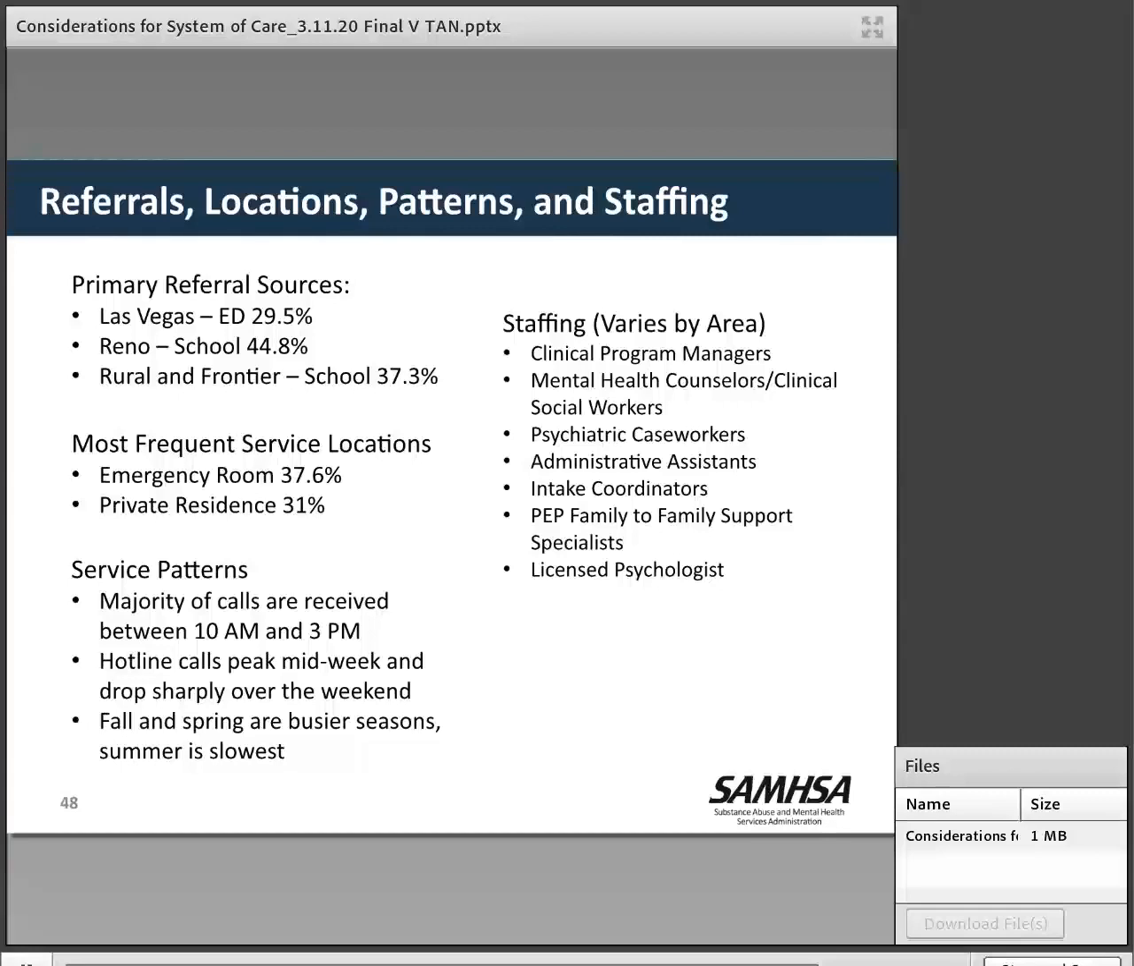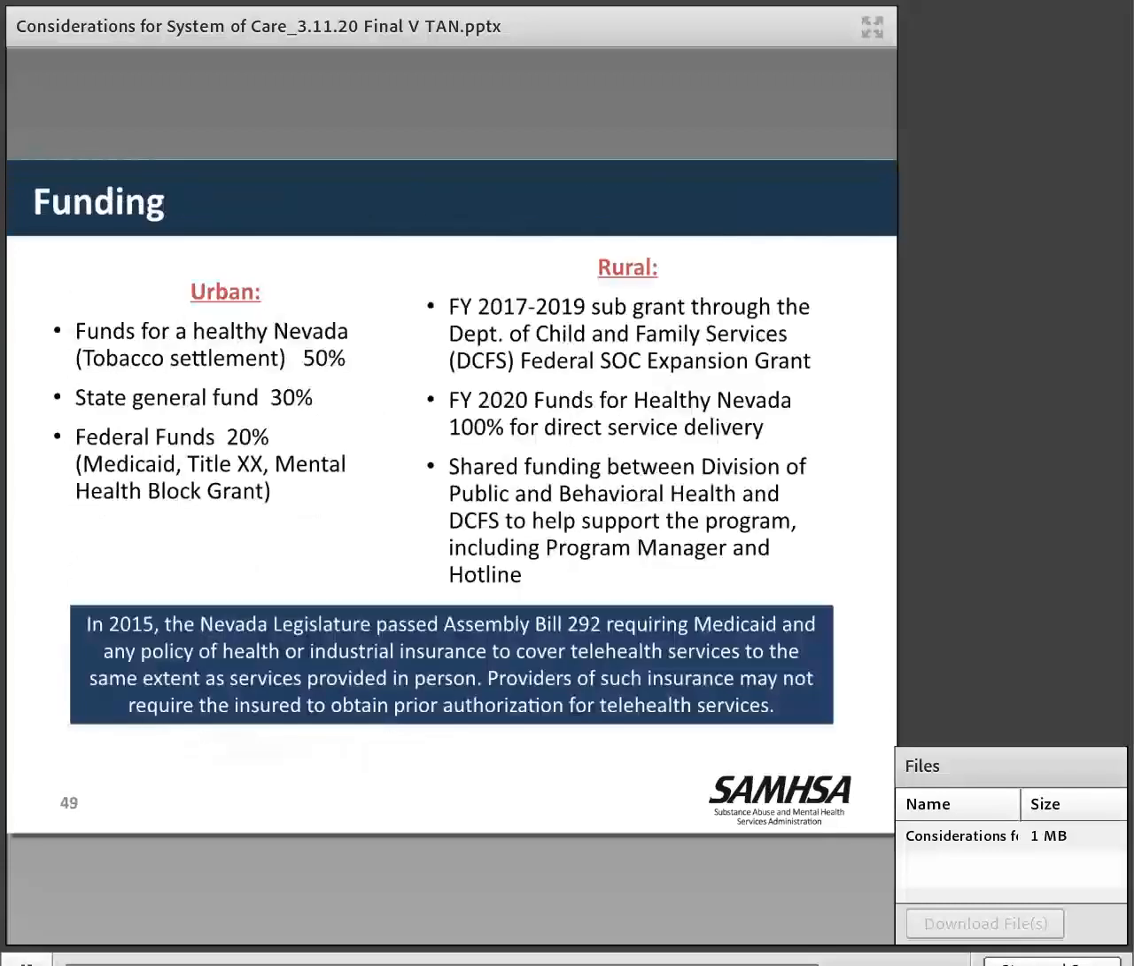Staffing: we have supervisors, mental health counselors or clinical social workers, or clinicians, AAs, an intake coordinator in a couple of regions, and some psychologists on staff. We do have access to psychiatric care as well, where we can get youth in, especially in Reno, within a couple of days, which really does help with keeping kids safe in the community instead of having to put them in the hospital for that psychiatric care.